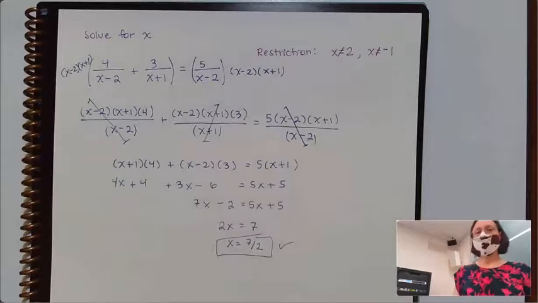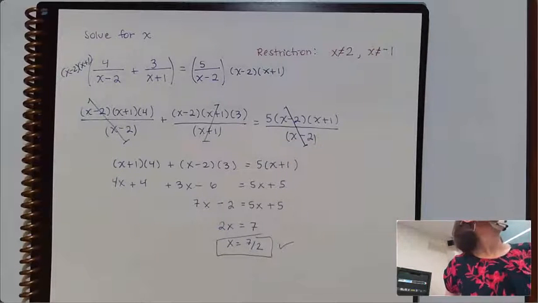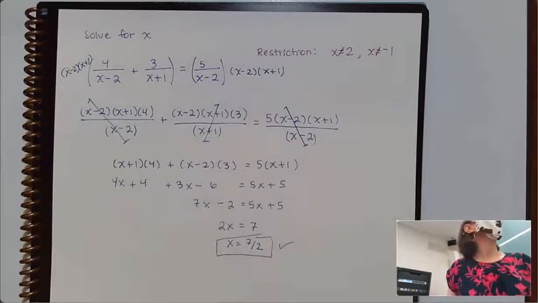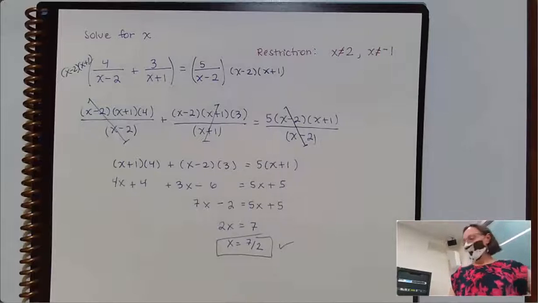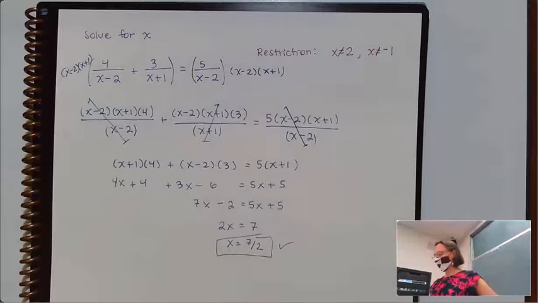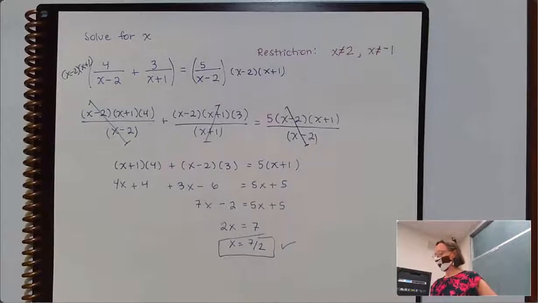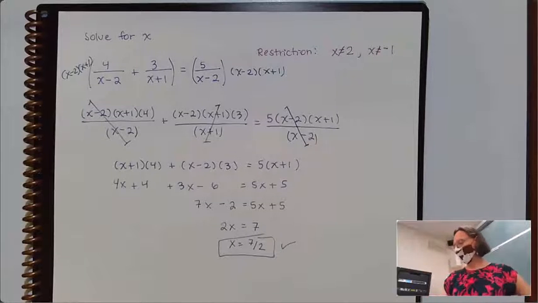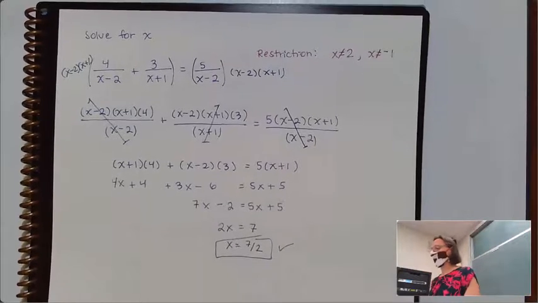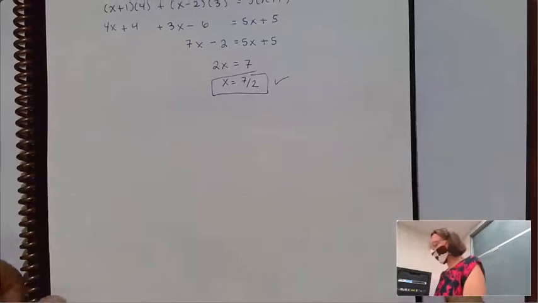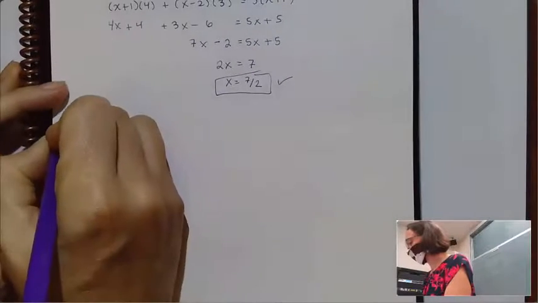Okay, so when you multiply the x times 2x plus 1... So there's a real subtle difference here of what's happening when I'm getting rid of denominators versus finding a common denominator.